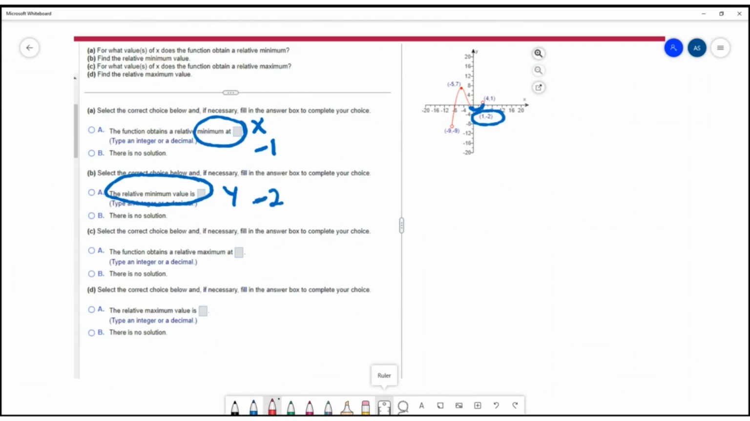Then we've got it obtains a relative maximum at, that's referring to the x part. So we're looking for this point here where we have a peak in the graph, and that occurs at x equals negative 5. And then the relative maximum value, that will be the y part of that ordered pair, which is 7.